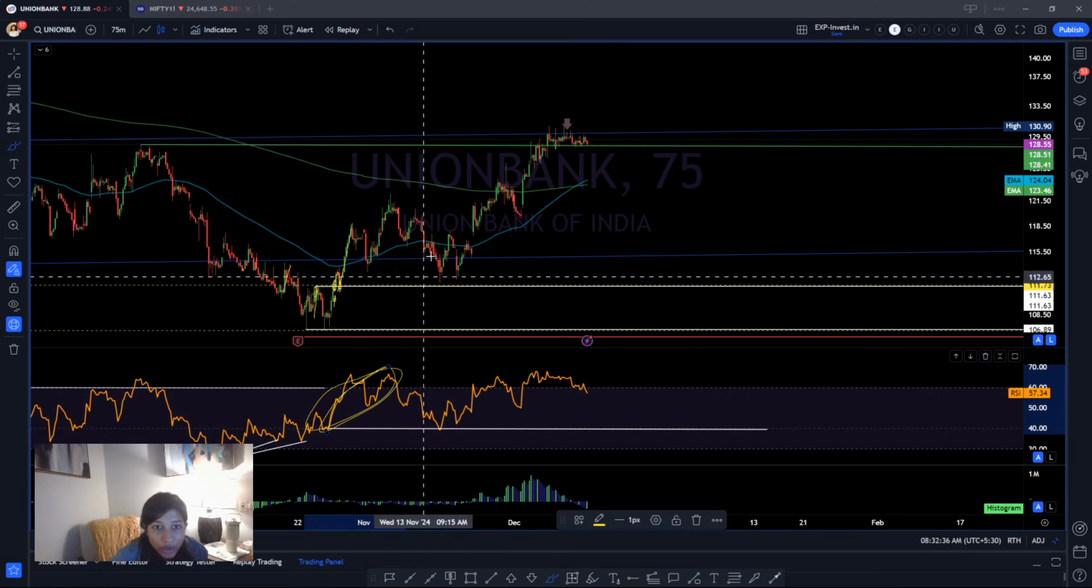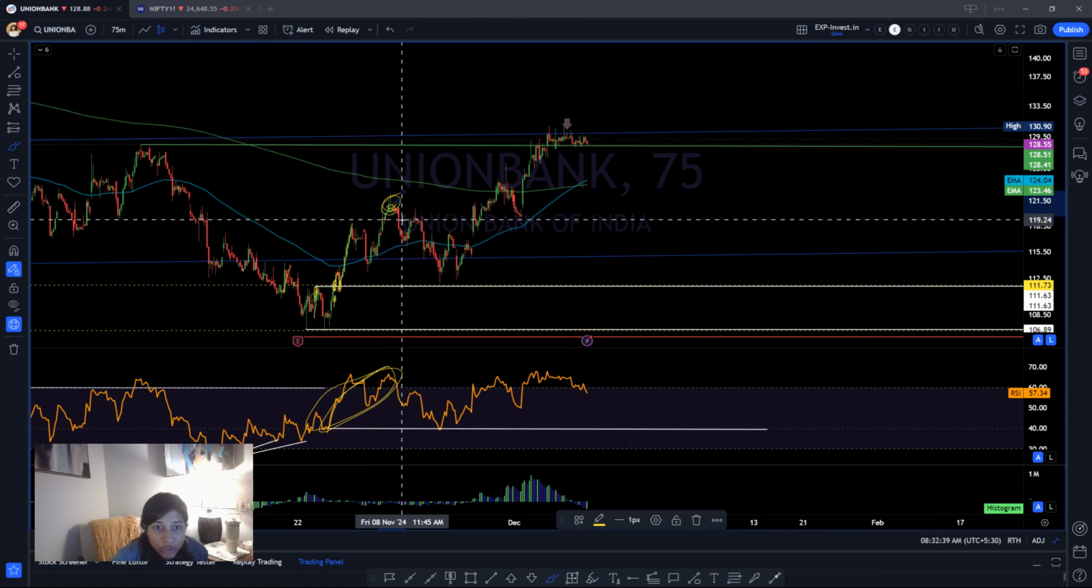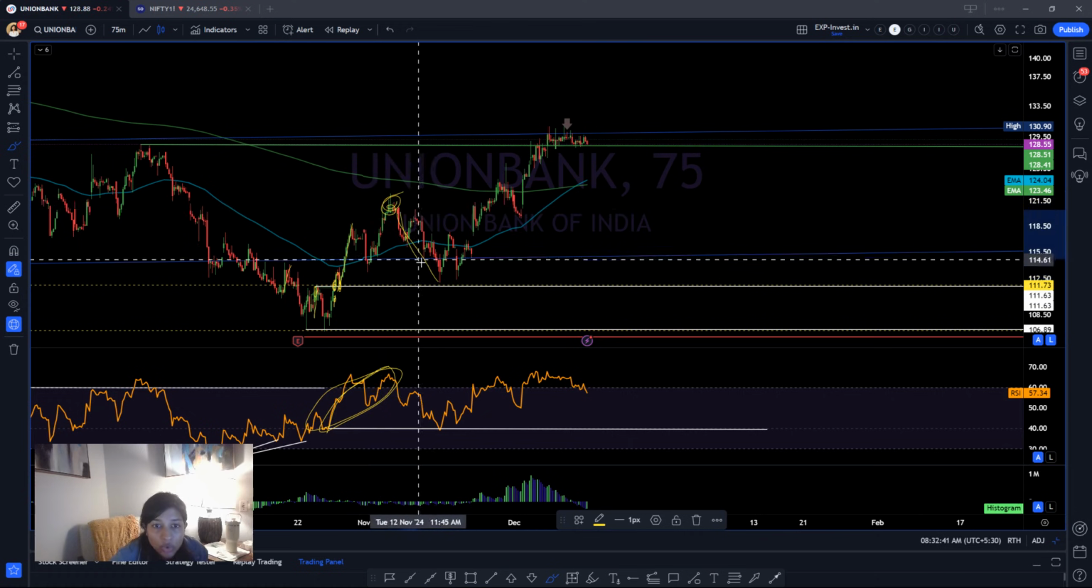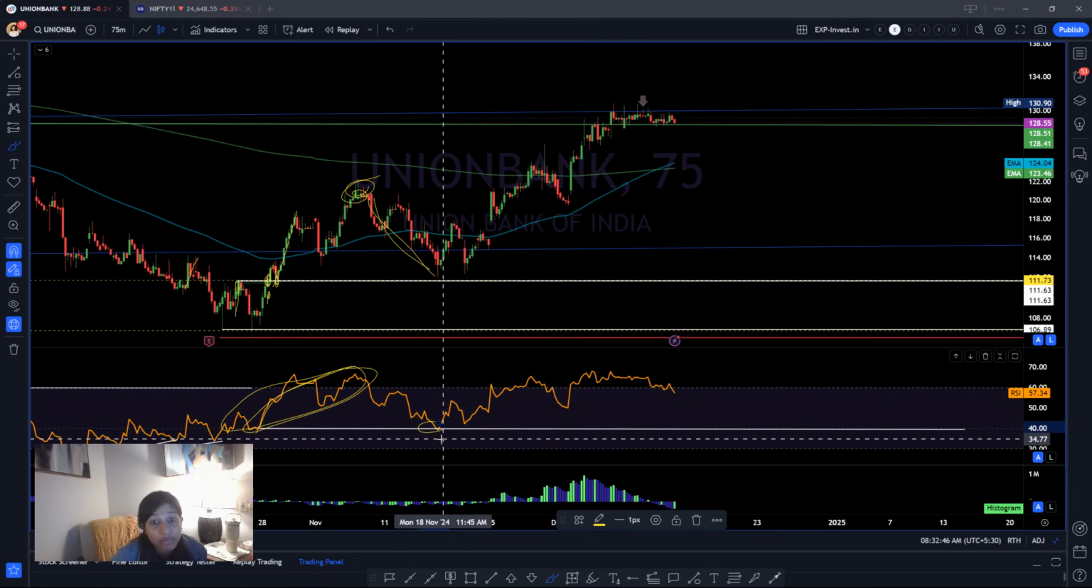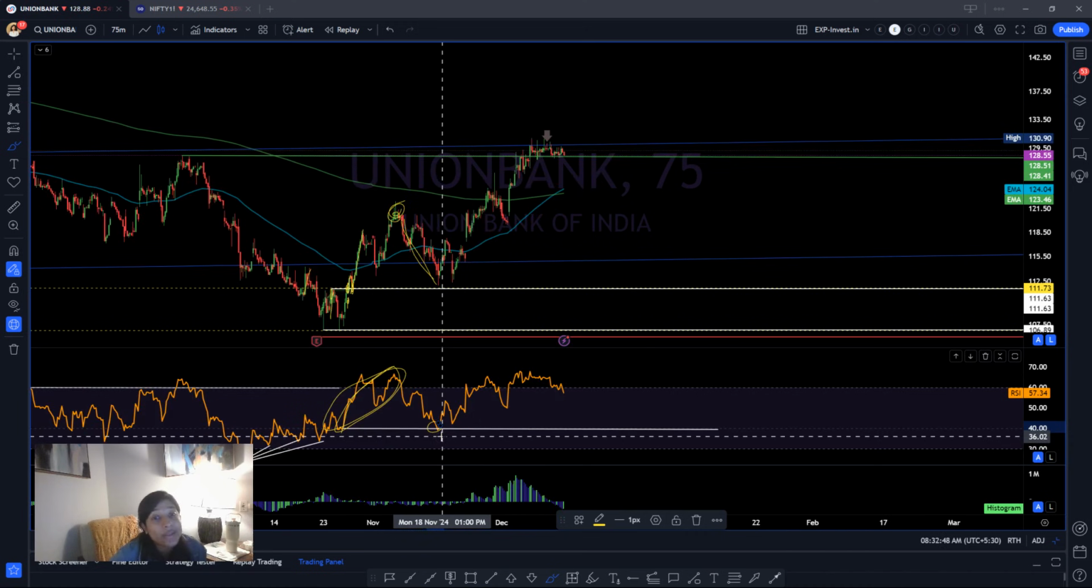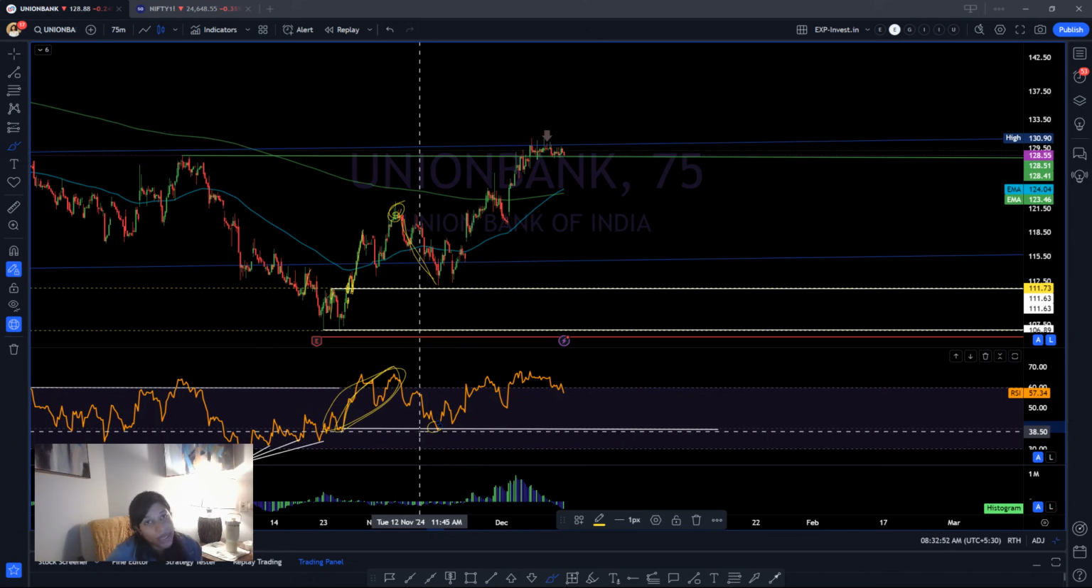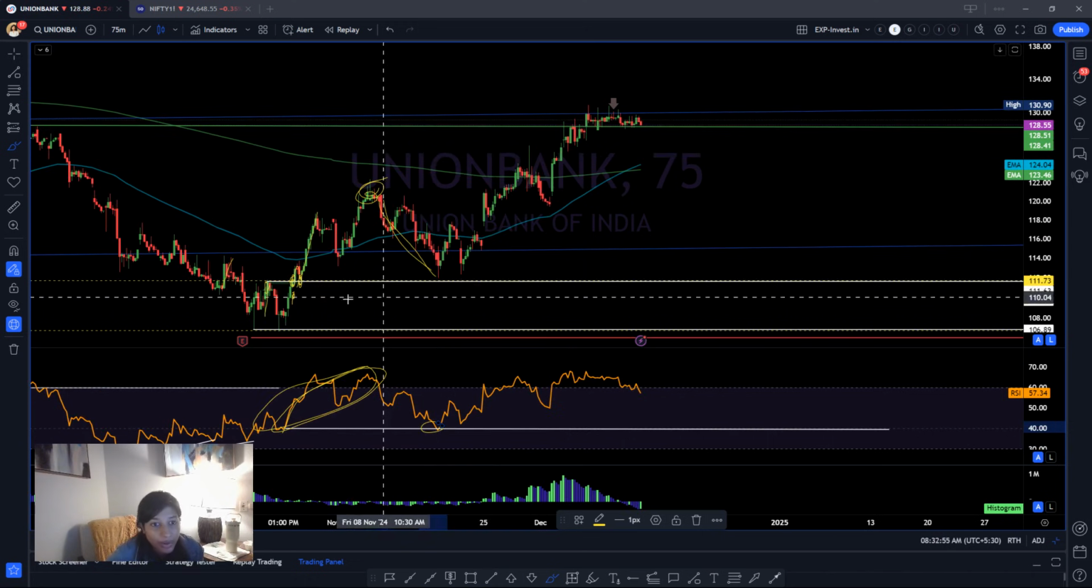This got unfolded. The high got forged here and then the correction came. Now notice where the correction has taken the RSI. It has taken the RSI on the 75-minute time frame back to the level of 40. Why is that significant? Because 40 is the level where bullish momentum takes support. That is where it went.